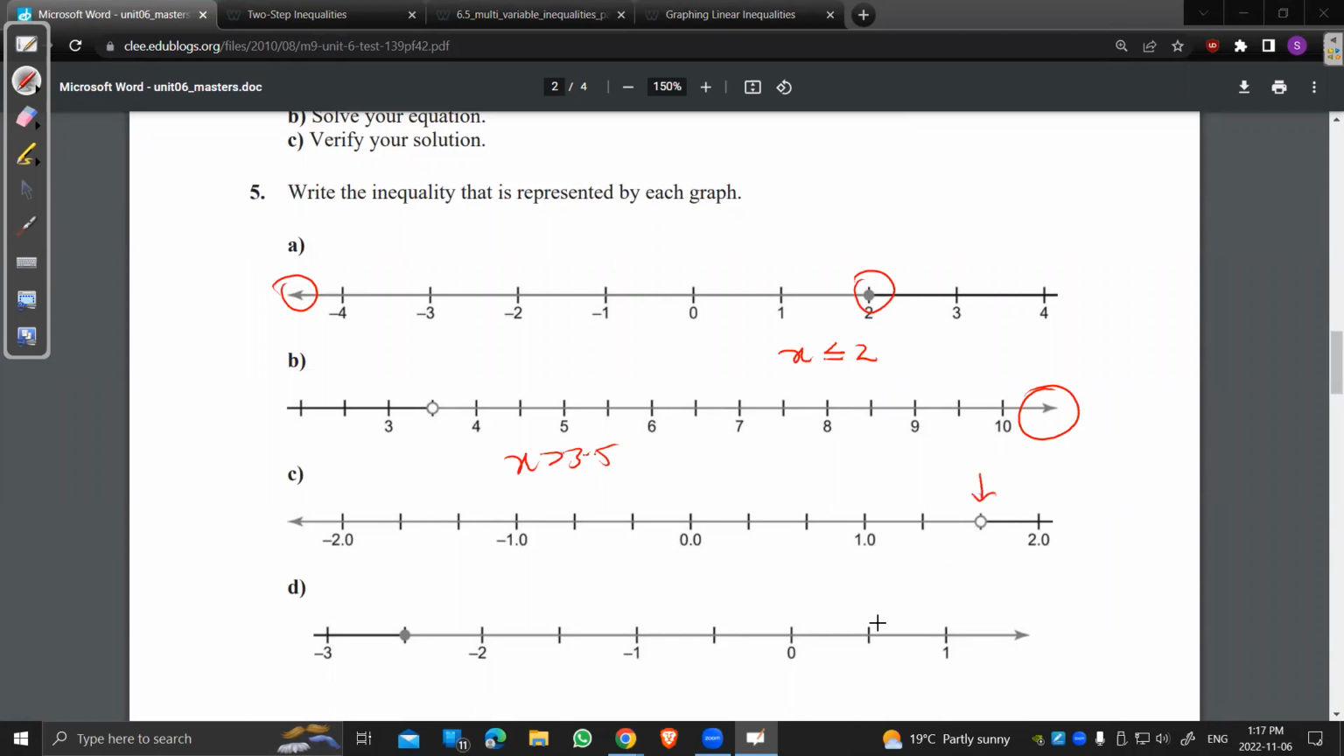What about this? We know it's going to be something is less than, right? Because it's going left. And it's going to be just less than, not less than or equal to, because it's not inclusive. It's an open circle. What is that number?